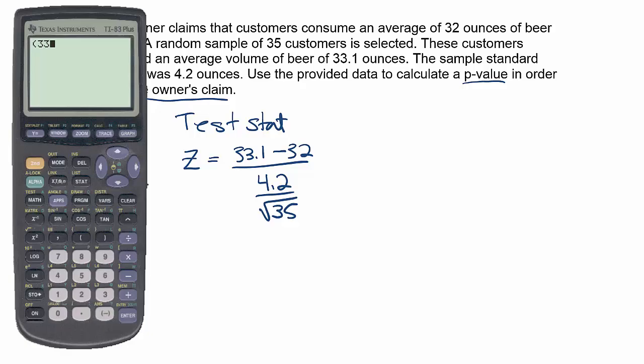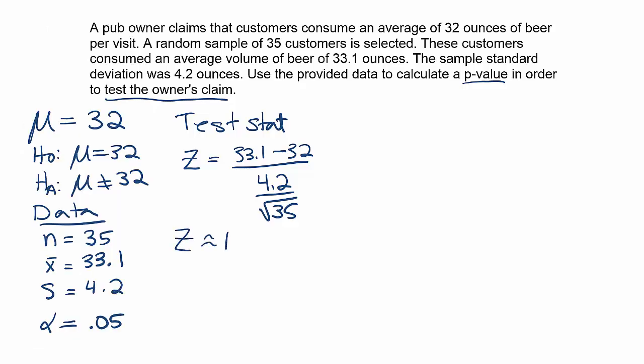So open parentheses, 33.1 minus 32, close the parentheses, divide by 4.2. So open up a new parentheses, then put 4.2, divide by the square root of 35. Okay, and when we're done with that, we get 1.55 rounded to 2 decimal places. And it's important you round it to 2 decimal places because when calculating the p-value, you have to look it up on a z-chart, and that chart typically only has 2 decimal places. So we're going to say approximately 1.55. All right, so that's your test stat.